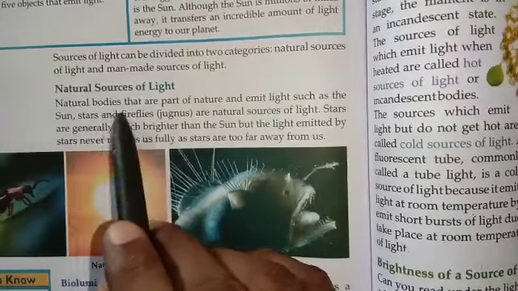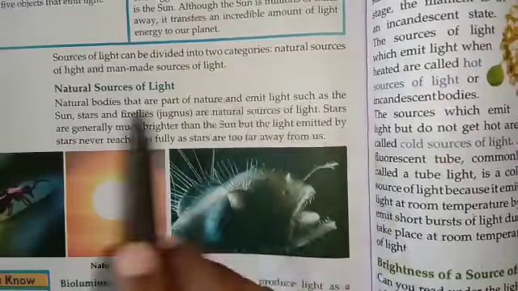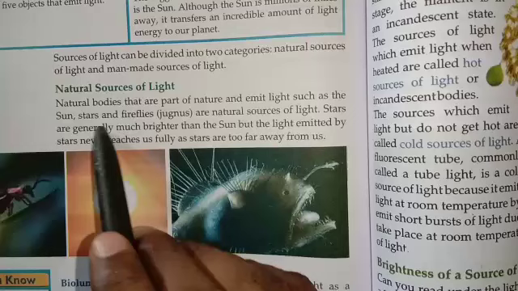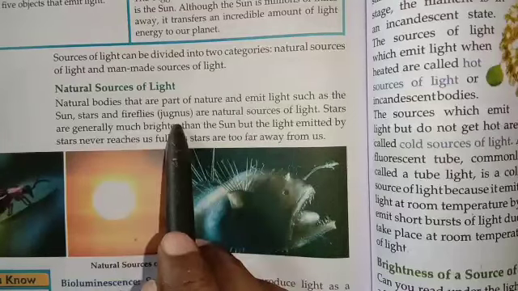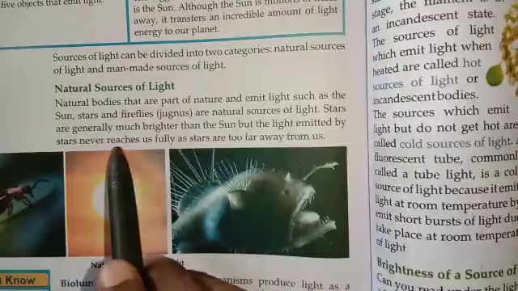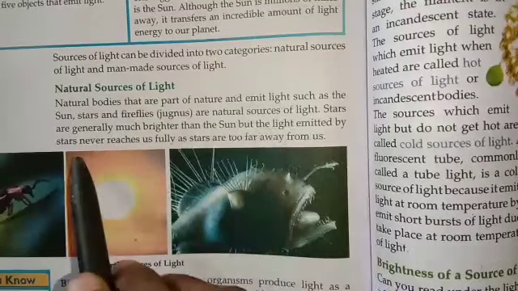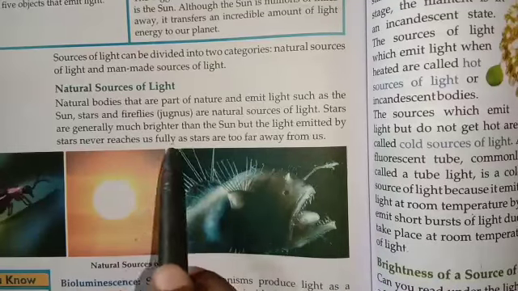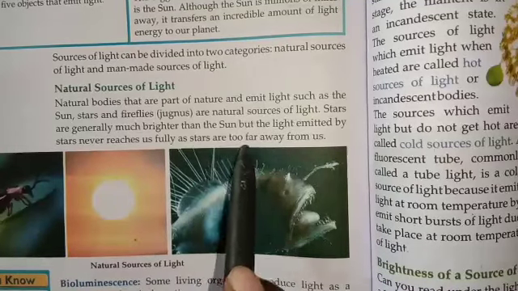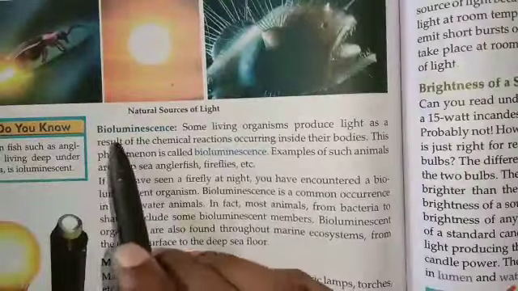The natural sources, let me discuss. The natural bodies that are part of nature and emit light, such as the sun, stars, fireflies, are natural sources of light. Stars are generally much brighter than the sun, but the light emitted by a star never reaches us fully, as stars are too far away from us. I think that is clear.